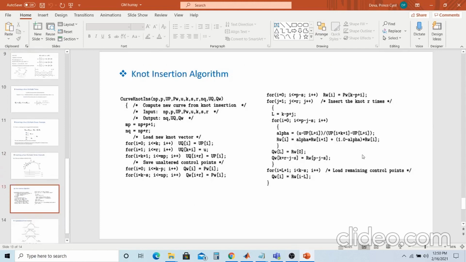Here is the algorithm for knot insertion. This is much simpler than the math discussed in the previous slides. This algorithm computes the new curve corresponding to u bar, r times, where up and uq are knot vectors before and after the knot insertion.